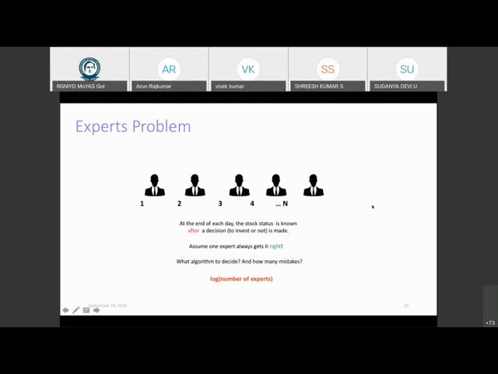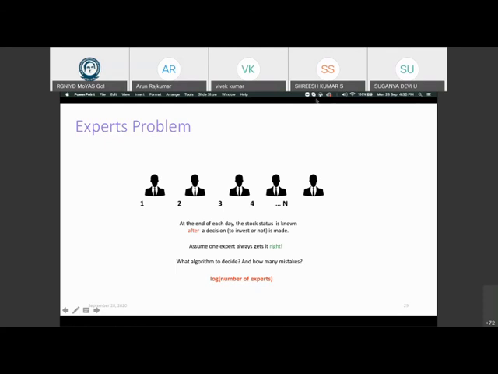So that means even if you have 1024 friends to start with who are giving you advice, you won't go wrong more than 10 days, right? Which is much smaller than the number of experts. So very quickly you are getting the right answer. That's what it means, right? So this is an online learning problem where you can learn to do well over time by making use of the information that one expert is always right.